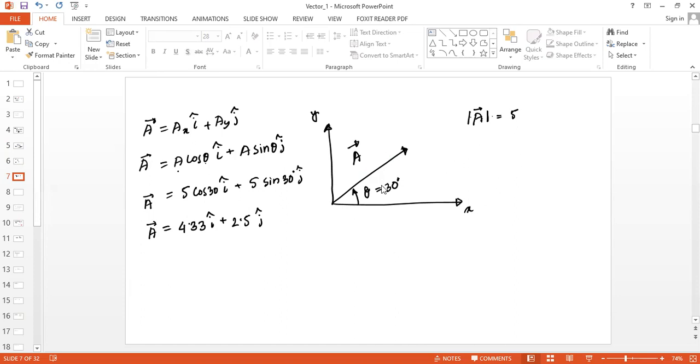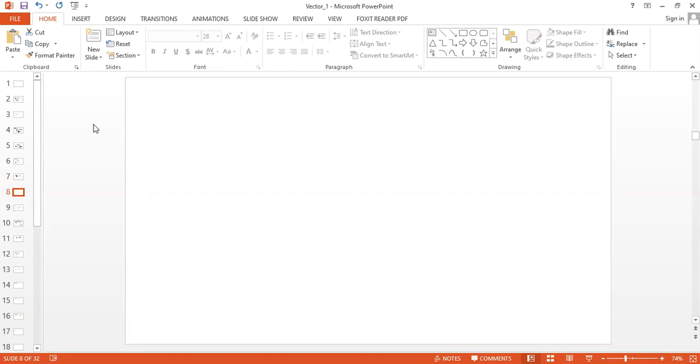For example, the magnitude of a vector was given as 5, and it makes a 30-degree angle with the positive x-axis. Then how do we write this vector? I showed you in the last class that we can write this as 4.33i plus 2.5j. That was the end of the last class. So let's discuss a little bit more about this, from a different point of view.